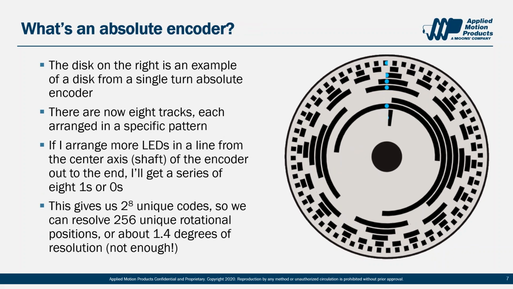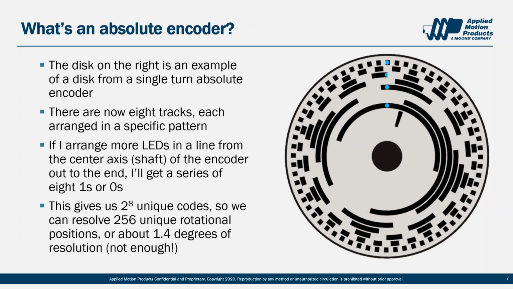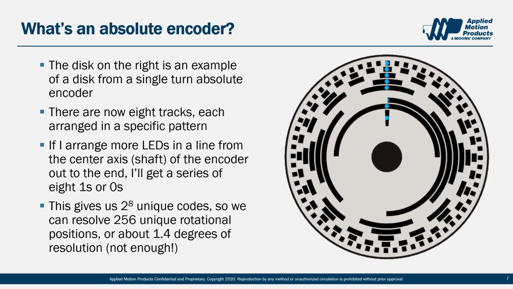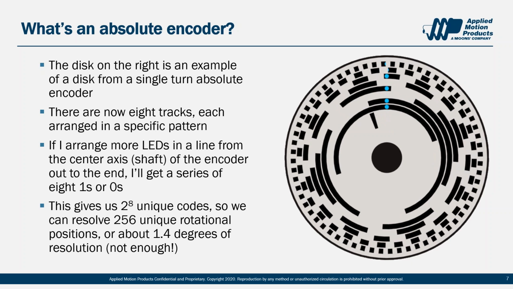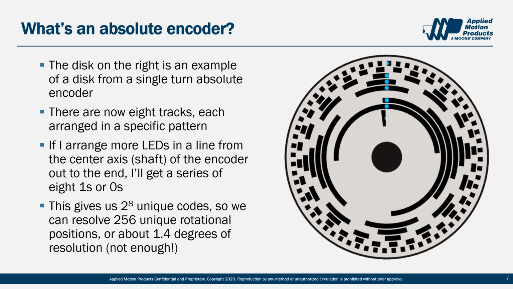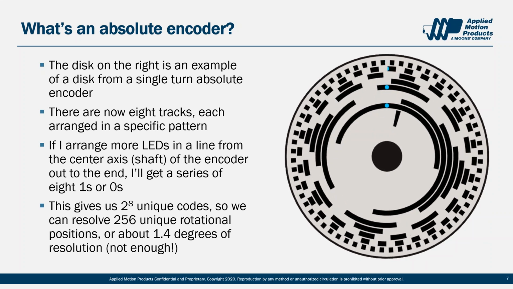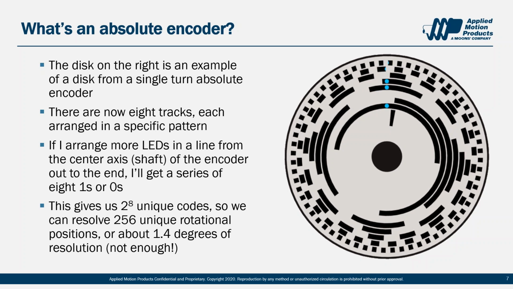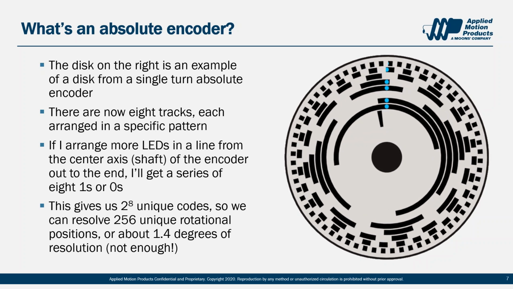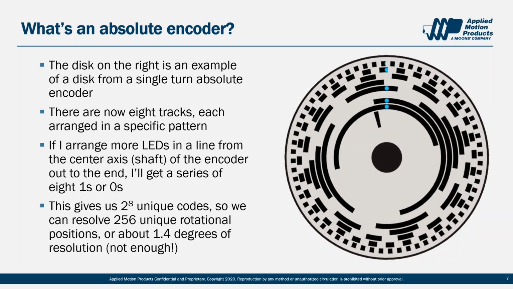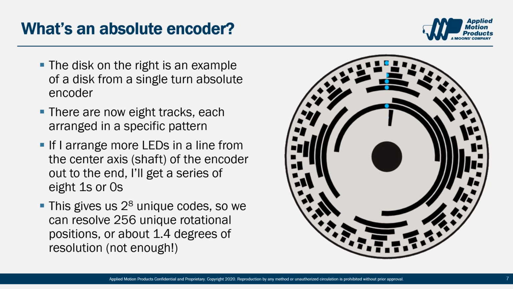Notice the changing pattern of LED ons and LED offs, ones and zeros, as the absolute encoder disk on the right rotates clockwise and then counterclockwise. The encoder has 8 tracks of positioning bits, and it's arranged in such a way that no given pattern repeats over the 360 degrees of rotation.